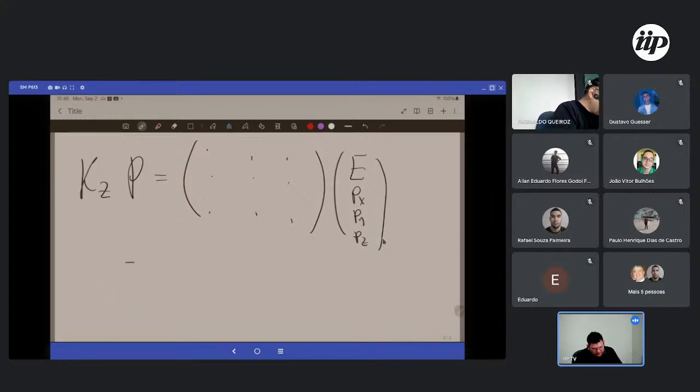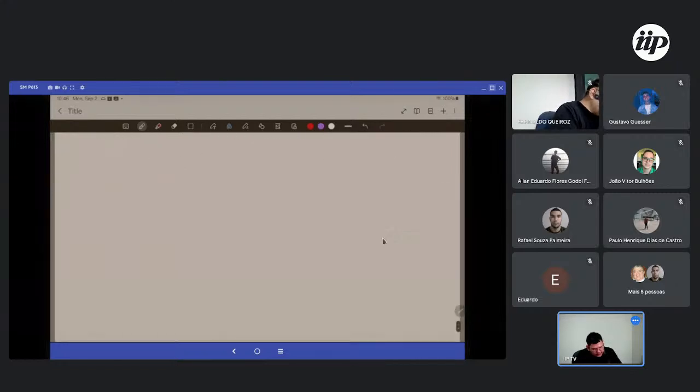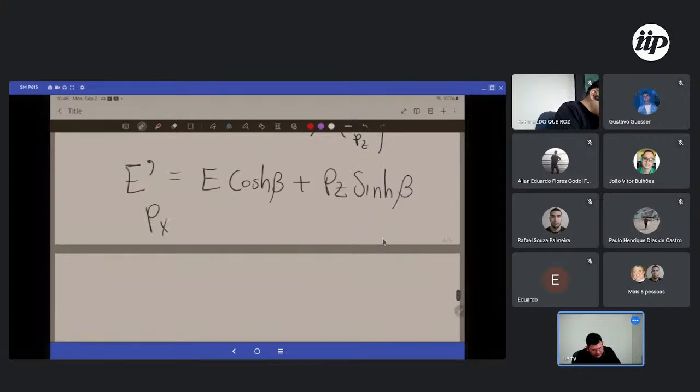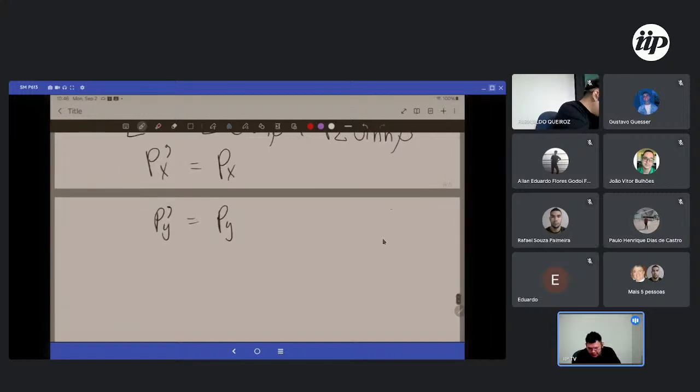We have the result of E transformed as E cosh beta plus pz sinh beta. We can demonstrate that px is maintained. Important. py is maintained again. And pz transforms as pz cosh beta plus E sinh beta.